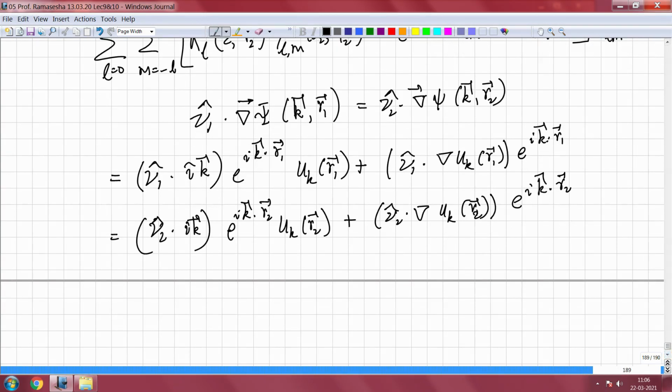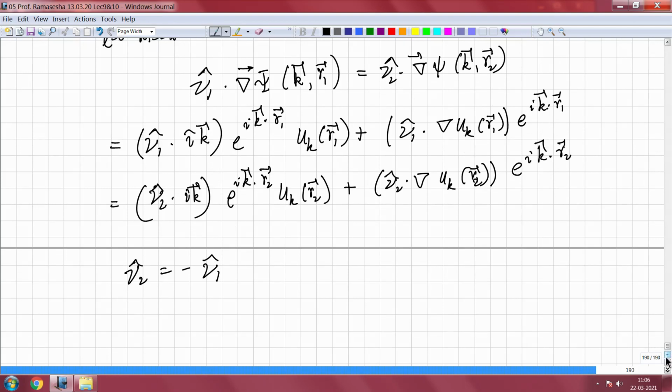But we know that nu 2 is equal to minus nu 1. So, for example, we know nu 2 equal to minus nu 1 because the two are on parallel faces, but facing in opposite directions. Because they are on parallel faces and facing in opposite directions, the two will be opposite, and we can simplify this expression by also recognizing that u k r1 is equal to u k r2 and that r2 is equal to r1 plus tau.